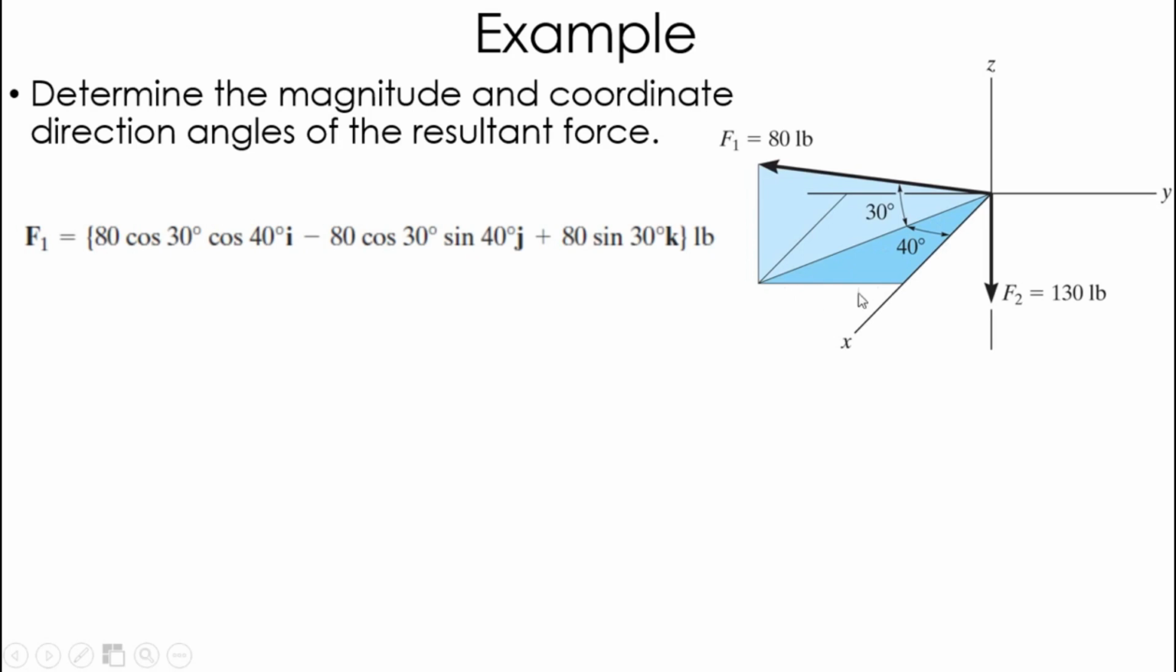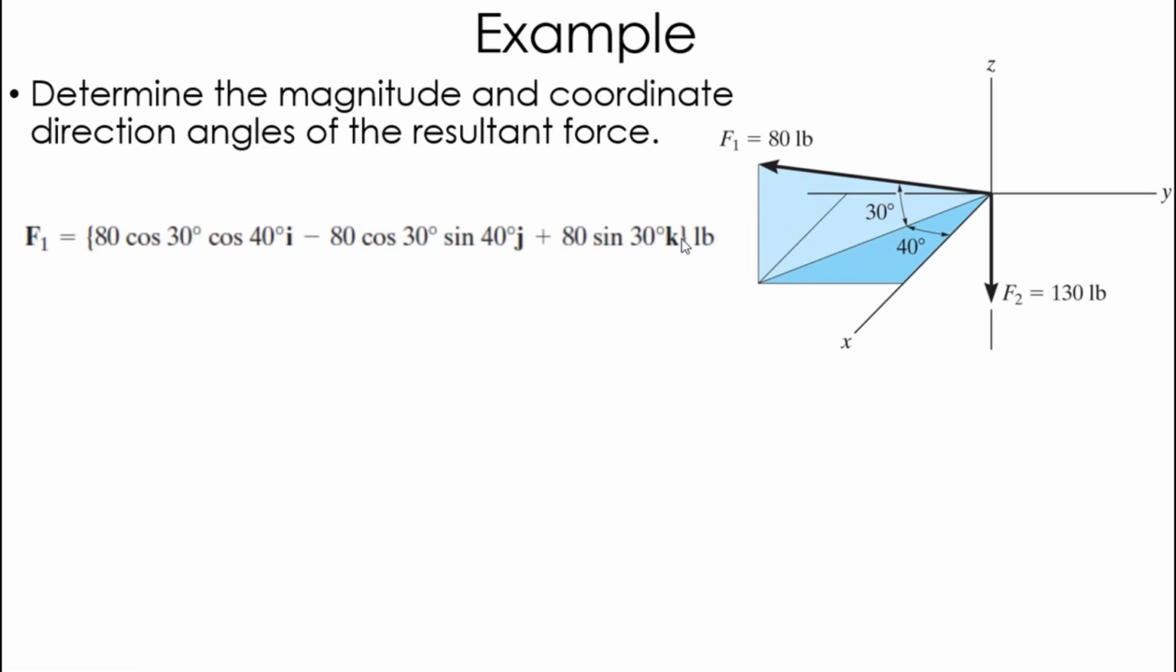So when trying to figure out the y and the x, the x-axis is adjacent to the 40 degrees. So I take this hypotenuse, 80 cosine 30, times the cosine of 40 to find the length of the x component. Likewise, the y component is opposite of 40, so it's going to be sine 40. Okay, the hypotenuse is 80 cosine 30, right, times the sine of 40 because it's opposite of it. So this big long equation here is actually the F1 written in Cartesian form.